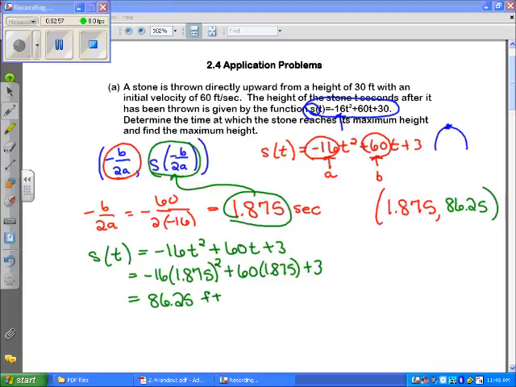Okay, so let's answer the question that they asked. The question says, determine the time at which the stone reaches its maximum height and what is its maximum height. So I'll just say here, the stone reaches its maximum height in 1.875 seconds.